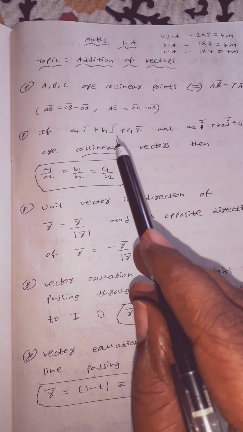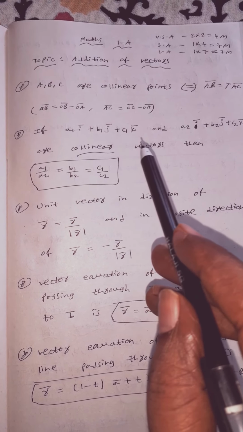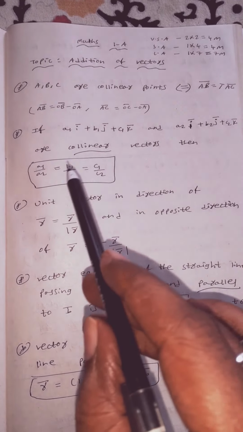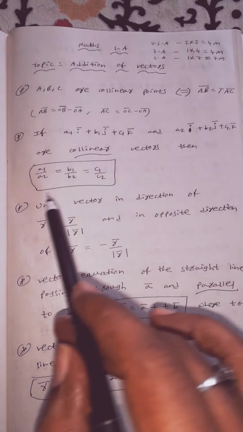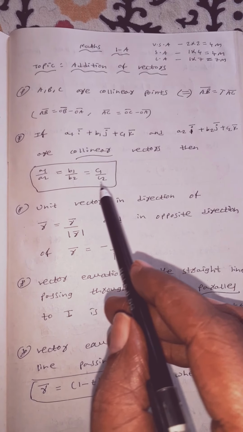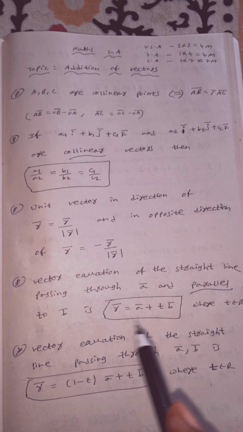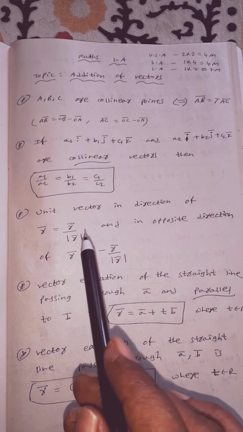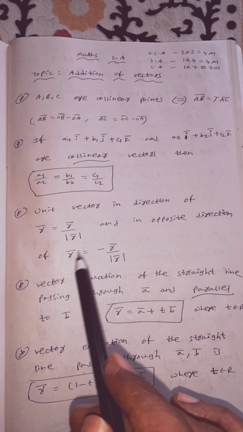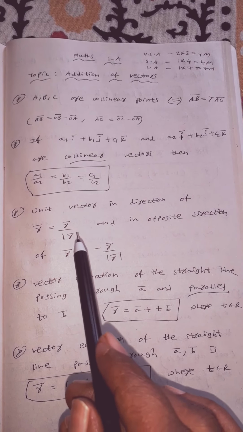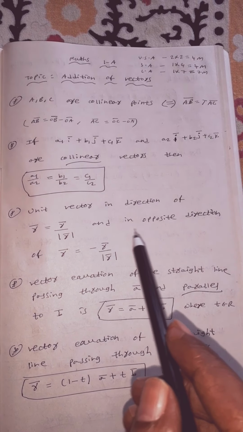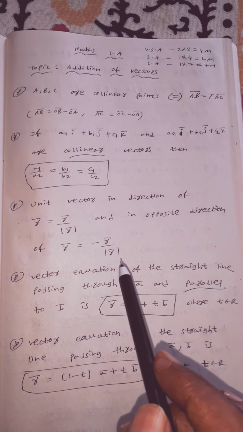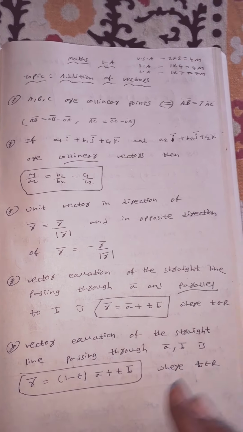Next point, if a1 i bar plus b1 j bar plus c1 k bar and a2 i bar plus b2 j bar plus c2 k bar are collinear vectors, then a1 by a2 is equal to b1 by b2 is equal to c1 by c2. Next, unit vector in direction of r bar is equal to r bar by magnitude of r bar. In vectors we will read this as magnitude, and in the opposite direction it is minus r bar by magnitude of r bar.